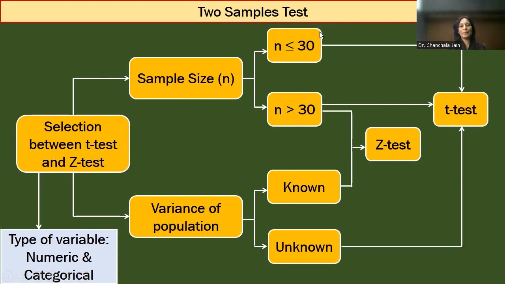That is, if the sample size is less than or equal to 30 and we do not know the population variance, we will apply t-test. When the sample size is greater than 30 and we know the population variance, we will go for z-test. And when the sample size is greater than 30 and we do not know the population variance, we will go for t-test.